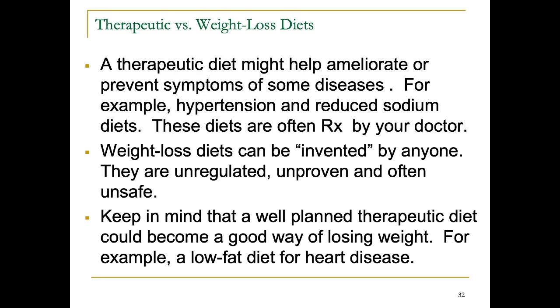However, weight loss diets are generally quackery. So anybody can invent a weight loss diet. They are unregulated, unproven, and very often unsafe. These are things like the keto diet or the Atkins diet.